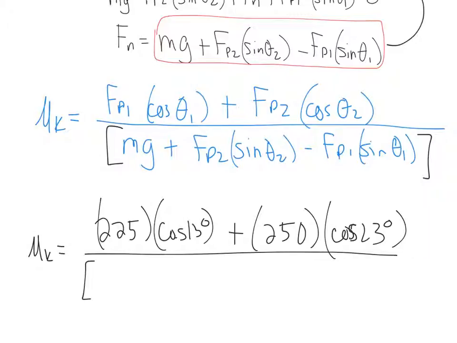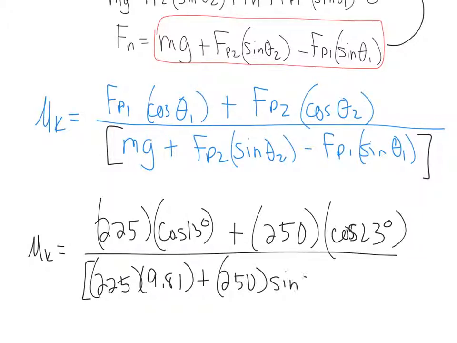Mass is 225 times 9.81. Remember, it's positive 9.81. We already took into account the negative sign earlier. FP2 is 250 times the sine of angle 2, which is 23 degrees, minus FP1, which was 225, times the sine of 13 degrees, all in a bracket. Okay, that's your final answer right there, that whole thing.